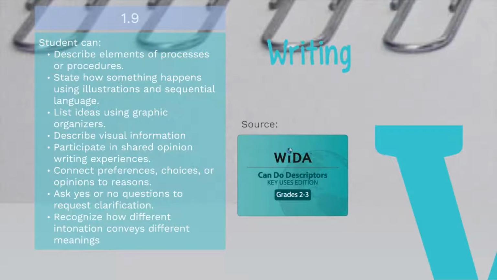He can explain by describing elements of processes or procedures, and state how something happens using illustrations and sequential language. He can recount by listing ideas using graphic organizers and describing visual information. He can argue by participating in shared opinion writing pieces, connecting preferences, choices, and opinions to the reasons, and he can discuss by asking yes or no questions to request clarification and recognize how different annotation conveys different meaning.